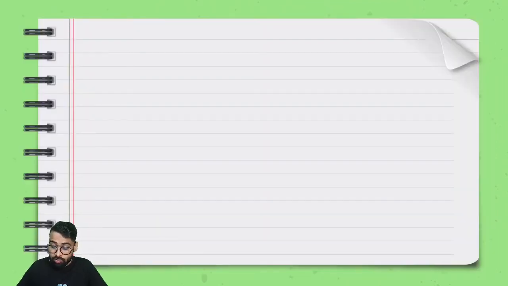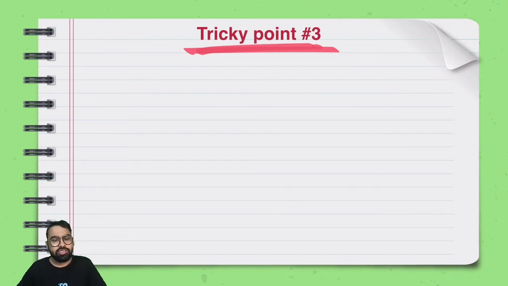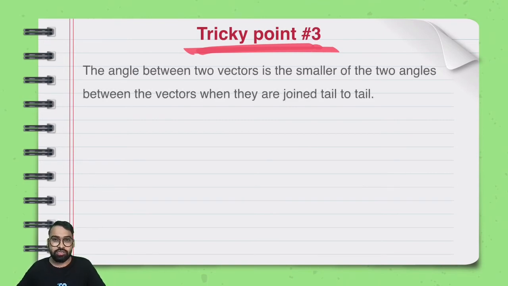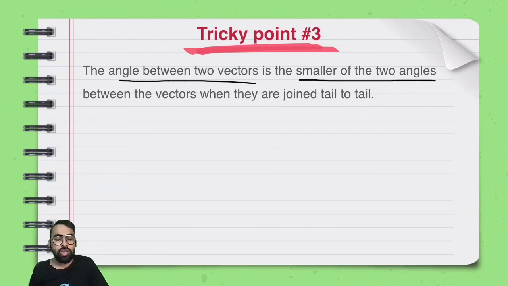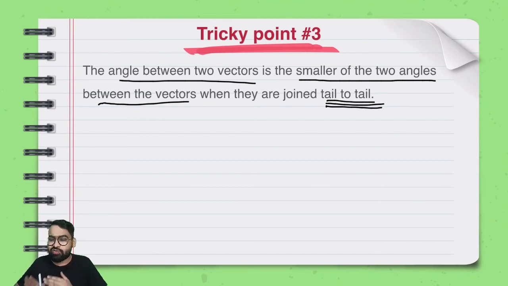Alright. Now, tricky point number 3. This is the final thing that we are doing in this video. What exactly do we say is that the angle between two vectors. Now this is important, so pay a little more attention. The angle between two vectors, if ever asked for you to find, is always the smaller of the two angles between the vectors when they are joined tail to tail. So joining the vectors tail to tail is very important. That's why I told you tricky point 2, that a vector can move parallel to itself in a space anywhere.